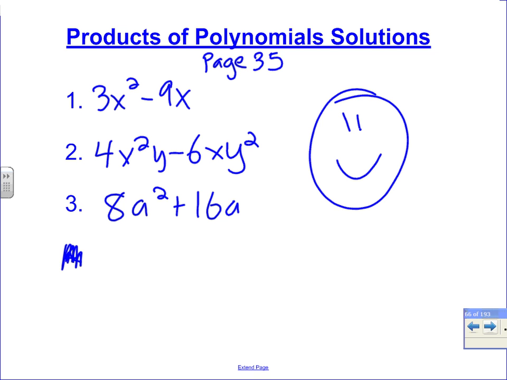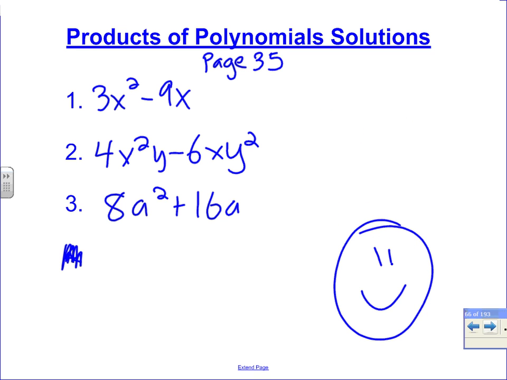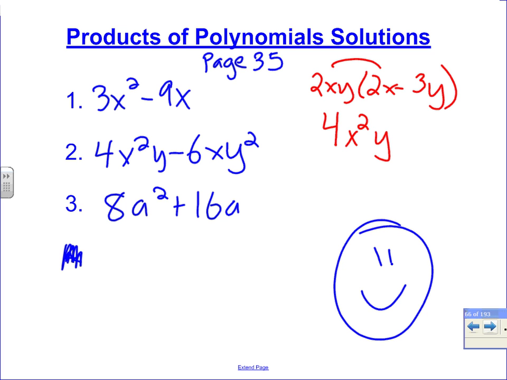Number 2. Why is there... Gotcha. Okay. Number 2, the problem is 2xy and then 2x minus 3y. So the first thing you do is take 2xy times 2x. 2 times 2 is 4. X times x is x squared. Y times no y is just y. Minus 2 times 3 is 6. X times no x is x. Y times y is y squared.